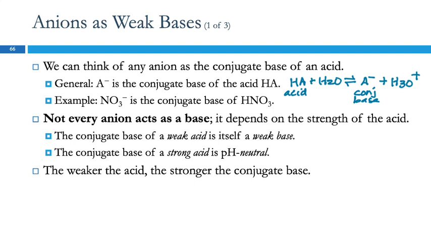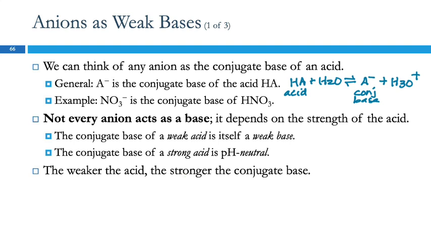So all ions, anions, can be thought of as conjugate bases of acids, but not all anions act as bases. It's going to depend on the strength of that acid that it's a conjugate base of. So if we have the conjugate base of a weak acid, we're going to have a weak base. If we have the conjugate base of a strong acid, that base will not be a weak base. This solution will be pH neutral. The weaker the acid, the stronger the conjugate base.